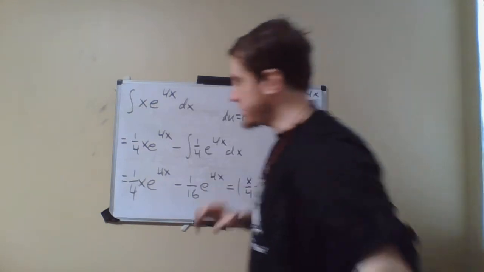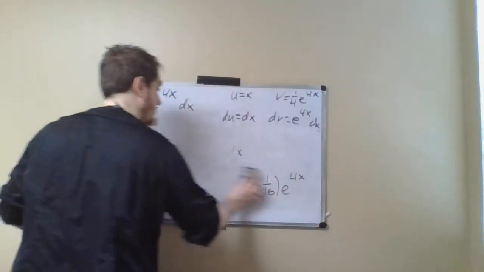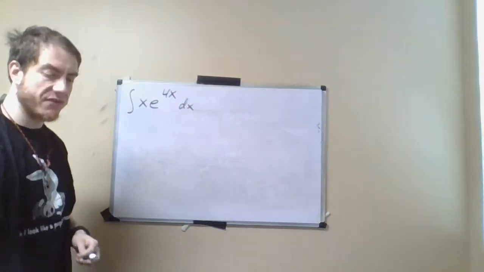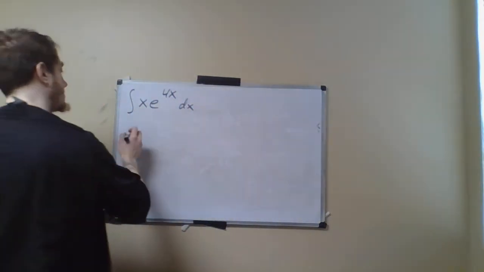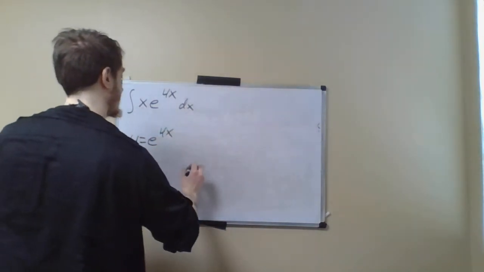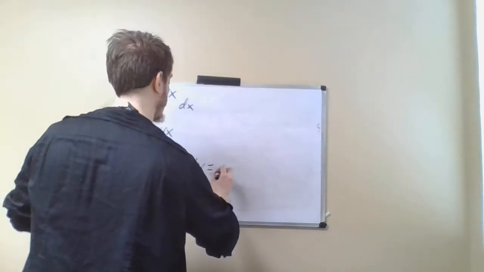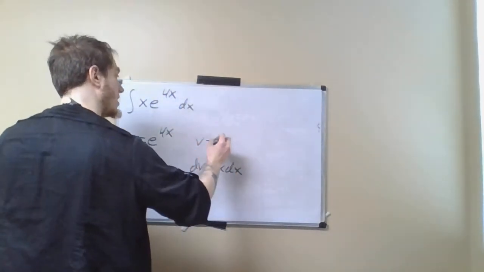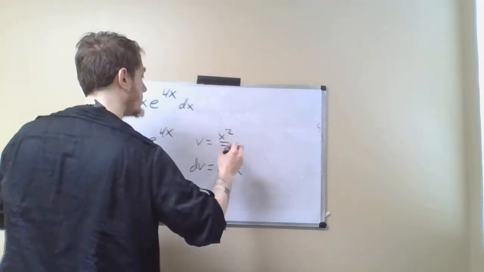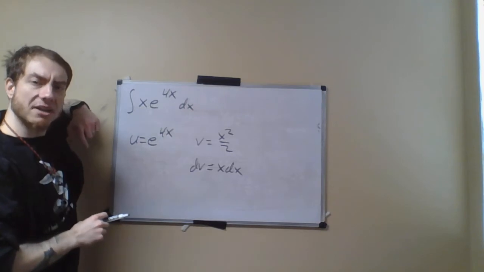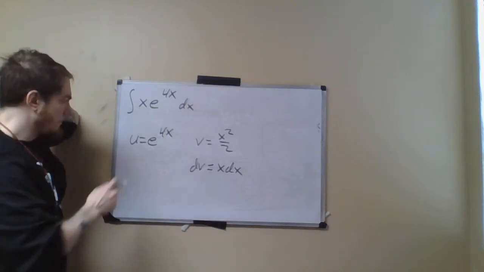For instance, let me just take a moment and say, what if I had picked u and v differently? What if, for the sake of example, I had tried u equals e to the 4x, and then dv is equal to x dx? I could still find v. It would be x squared over 2. And that's okay, but it's getting more complicated, which isn't really a good thing.